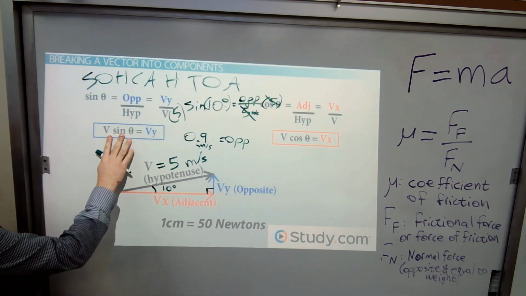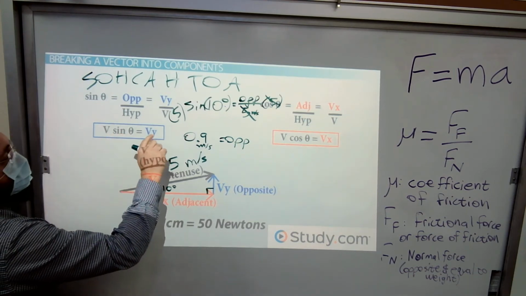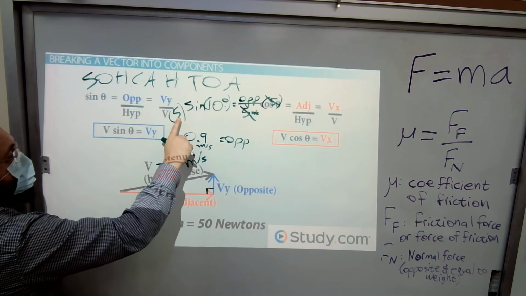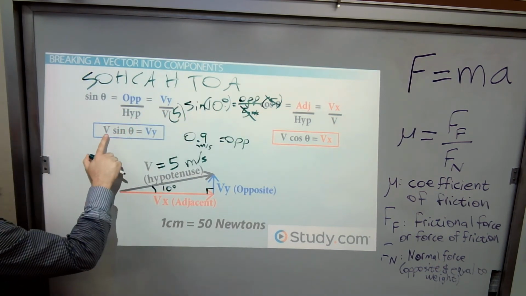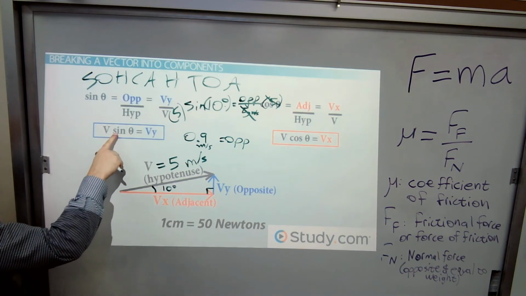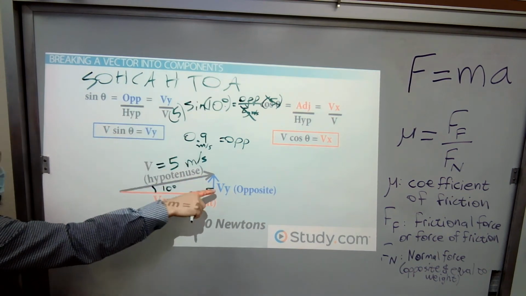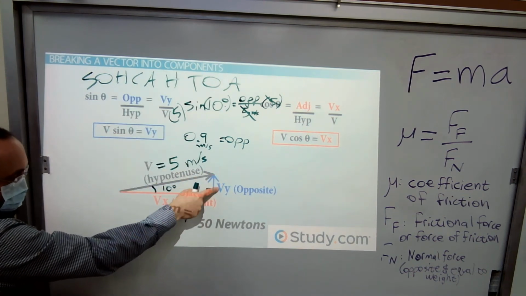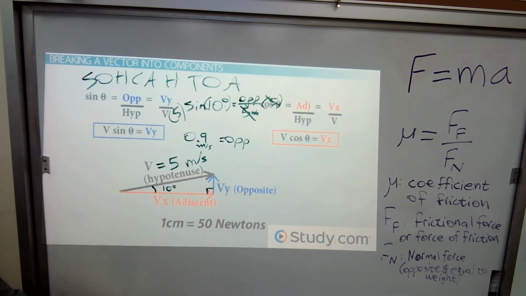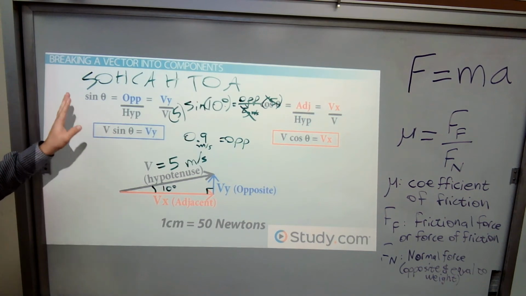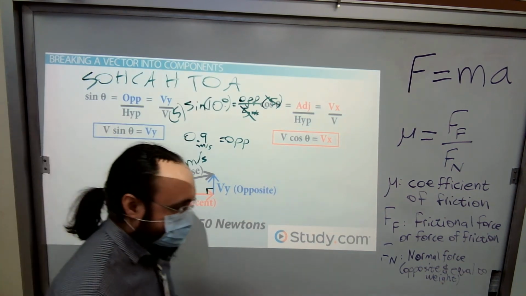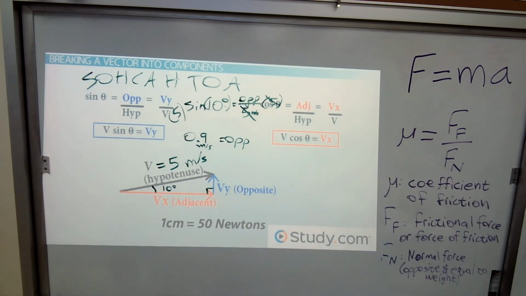But anyway, that's how they got this. We ended up with 5 times the sine of the angle equals the opposite side. That's how they did that. V times the sine of the angle equals Vy. This is what they're calling the opposite side, is Vy. They're using different letters from us, but we did the same thing. And I'll show another example for the next example that they do.